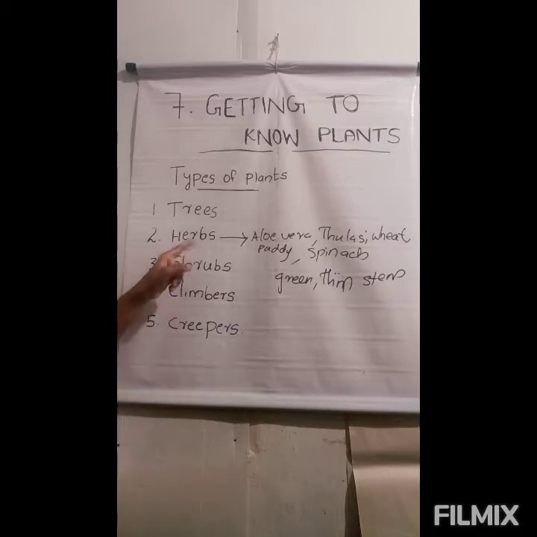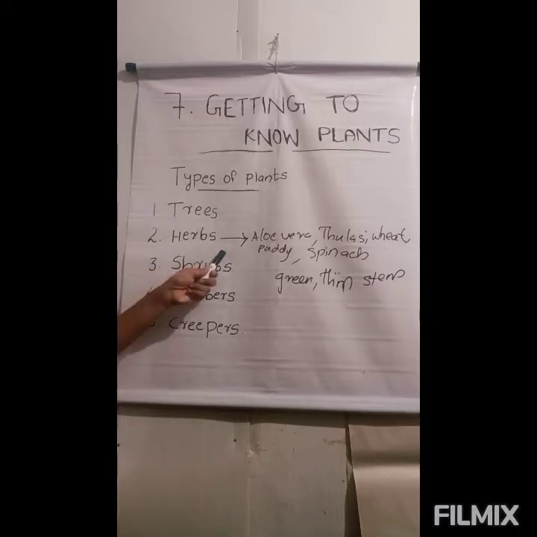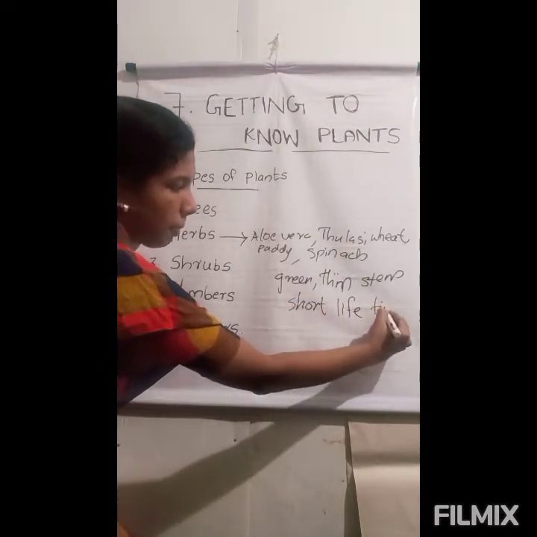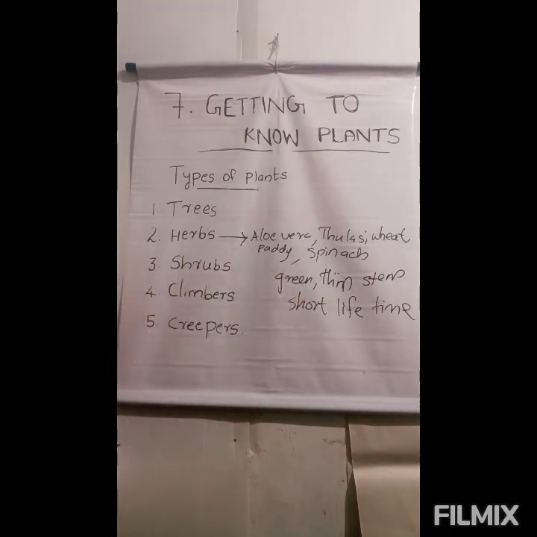These herb plants, that means aloe vera, tulasi, wheat, etc., do not have many branches. They have only a small amount of branches, and these plants have only a short lifetime. That means they live only for a short time period. So these are the properties of herbs. Examples are aloe vera, tulasi, wheat, paddy, spinach, coriander, etc. You should observe your surroundings and find other herbs.